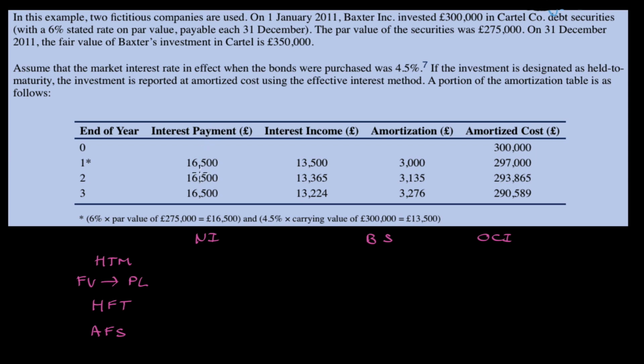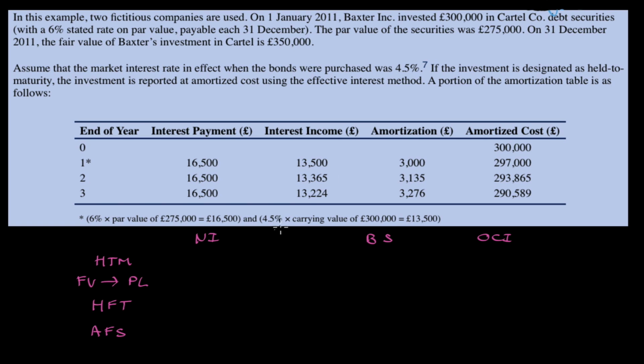Interest payment, $16,500. Interest income, $13,500. So how do we get this $16,500 and the $13,500? It tells us right at the bottom, 6%. Coupon rate on a par value of $275,000 is $16,500, so we're going to get a coupon of $16,500. But we paid a premium for it. So we have to amortize it down to par, which means our interest income will be lower.